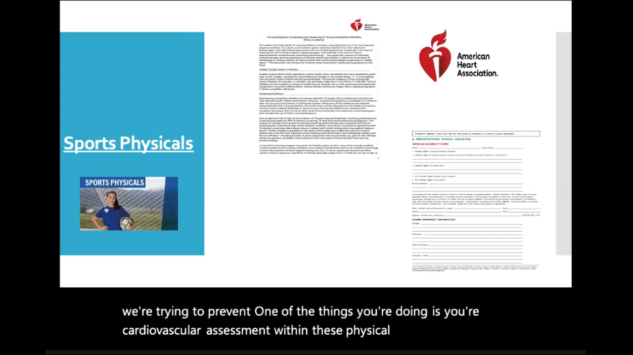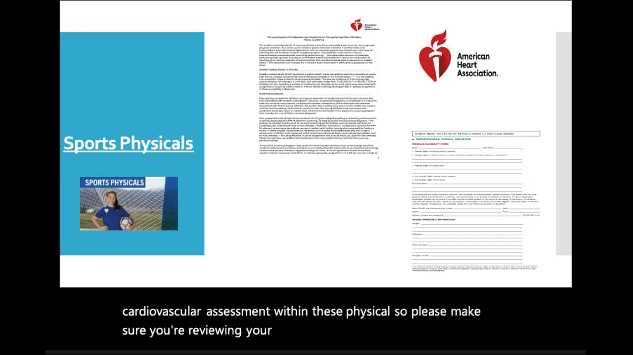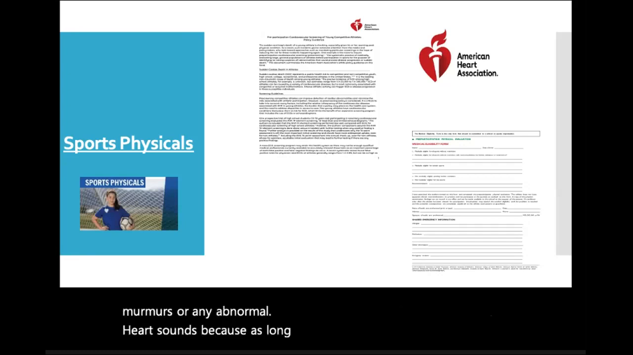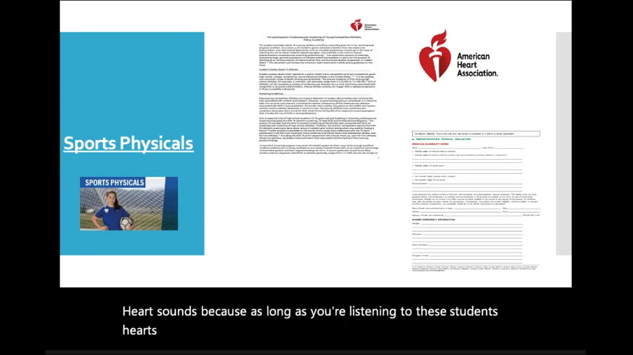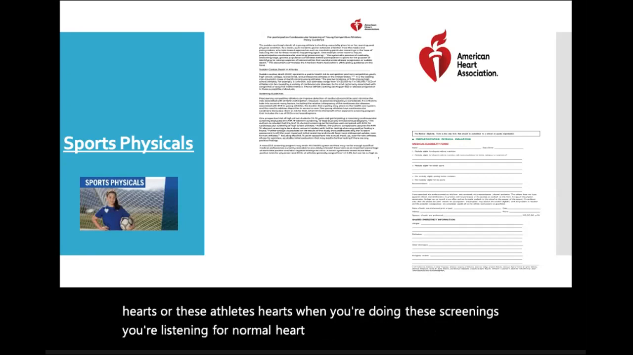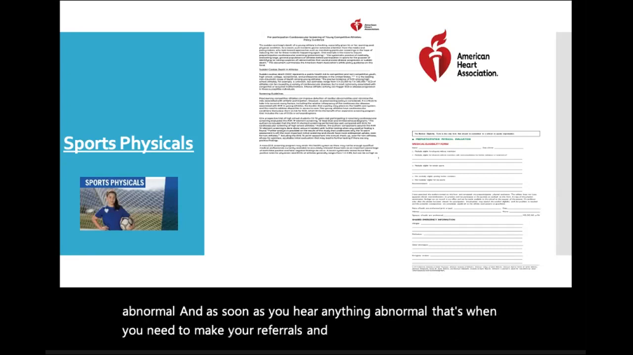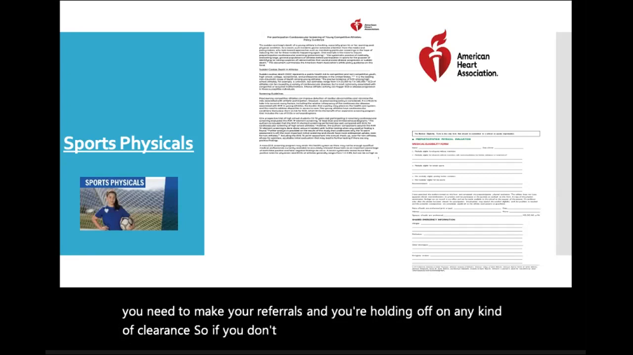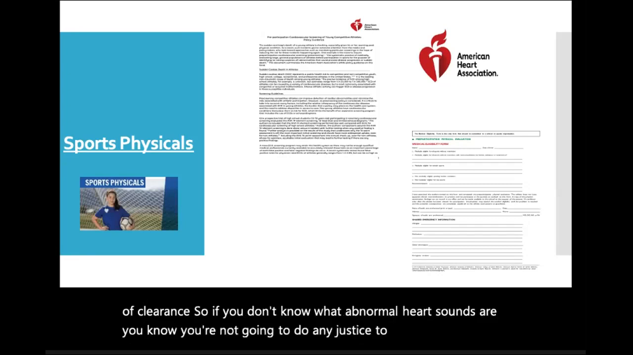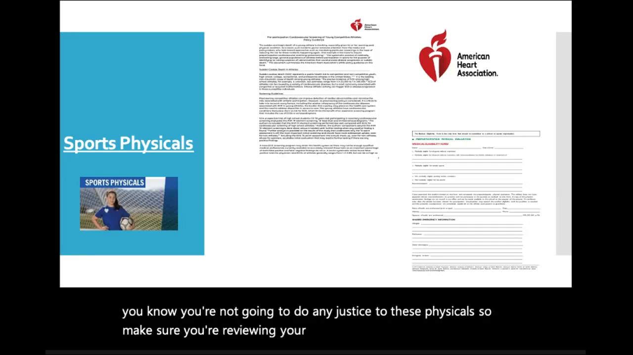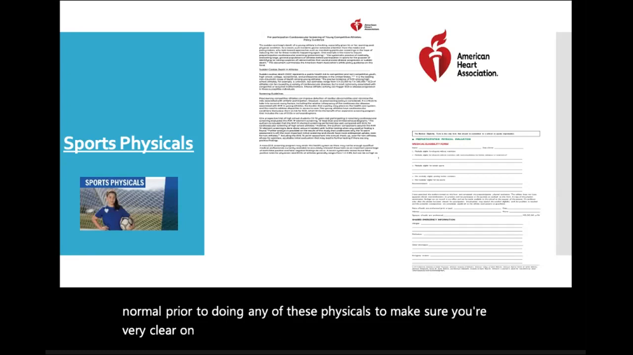So please make sure you're reviewing your irregular heart sounds or your heart murmurs or any abnormal heart sounds, because as long as you're listening to these athletes' hearts when you're doing these screenings, you're listening for normal heart sounds as well as anything abnormal. And as soon as you hear anything abnormal, that's when you need to make your referrals and you're holding off on any kind of clearance. So if you don't know what abnormal heart sounds are, you're not going to do any justice to these physicals. So make sure you're reviewing your heart sounds, abnormal and normal, prior to doing any of these physicals to make sure you're very clear on what you're listening for.